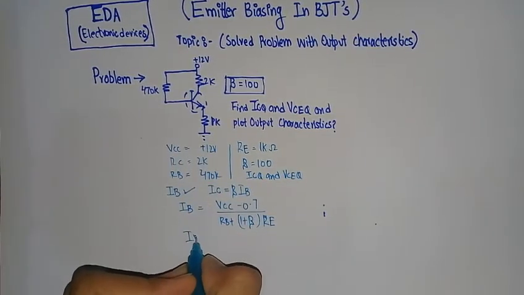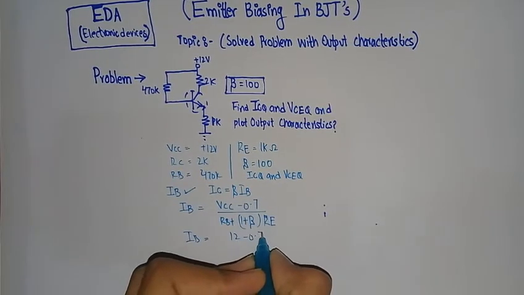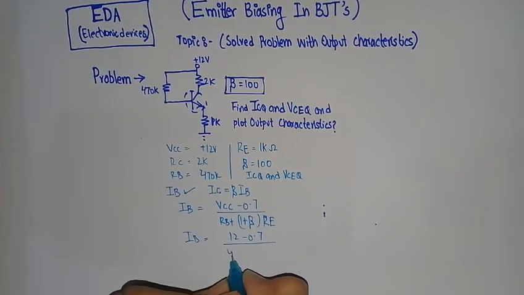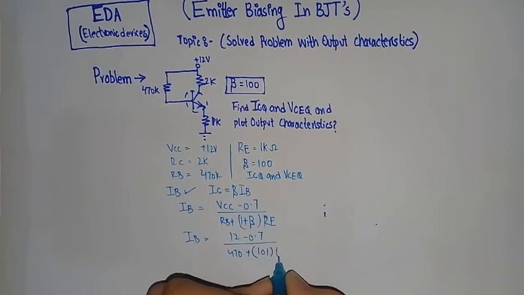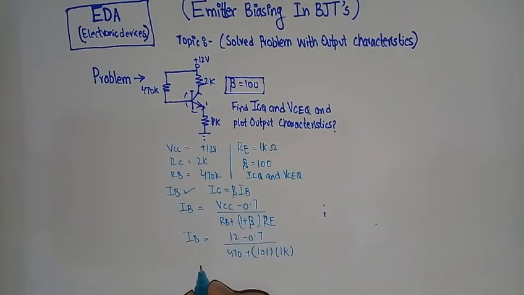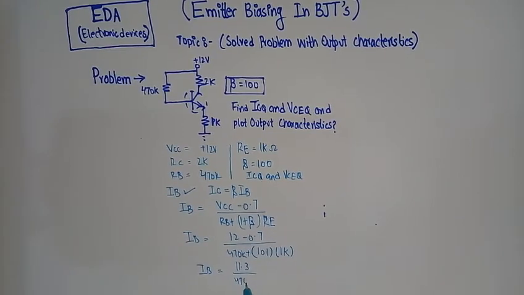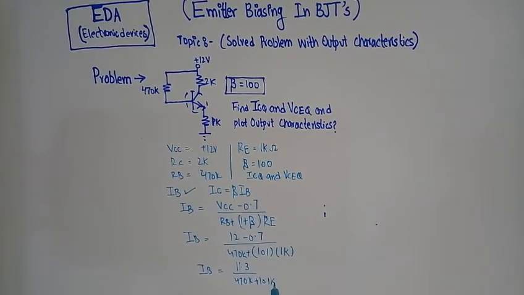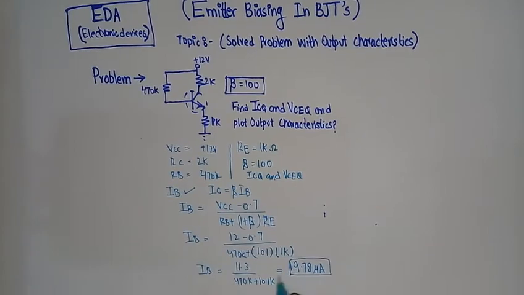So IB will be equal to, putting in all the values, VCC is 12 minus 0.7 volts divided by 470k plus 1 plus beta, which is 101, times RE, which is 1k. So this will be equal to 11.3 divided by 470k plus 101k. The answer will be 19.78 microamps. So this will be the answer of IB.